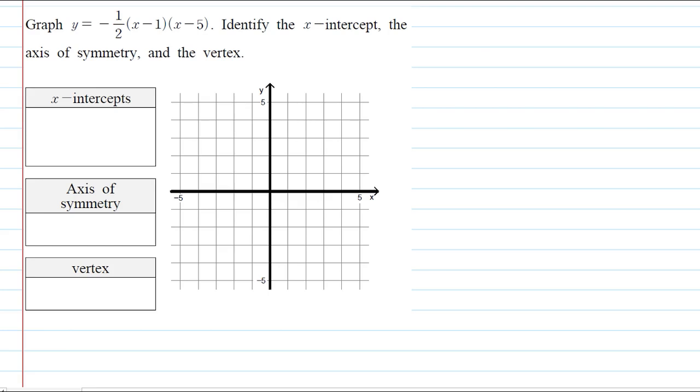Graph y is equal to negative 1 over 2 times (x minus 1) times (x minus 5). Identify the x-intercept, the axis of symmetry, and the vertex.